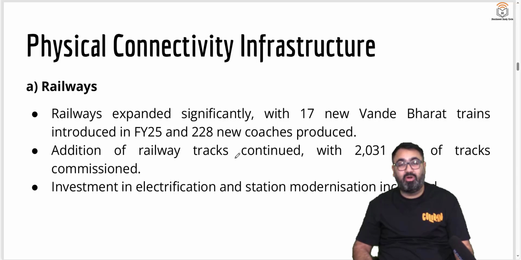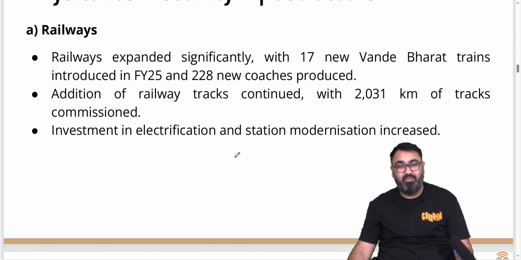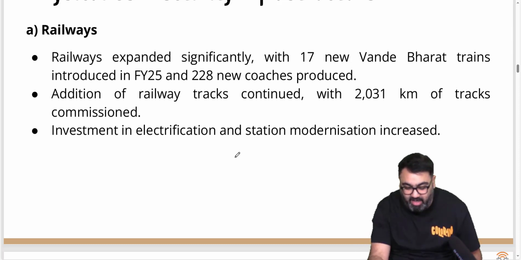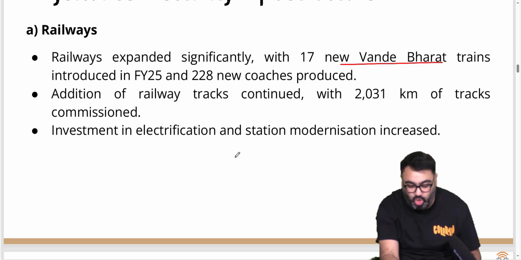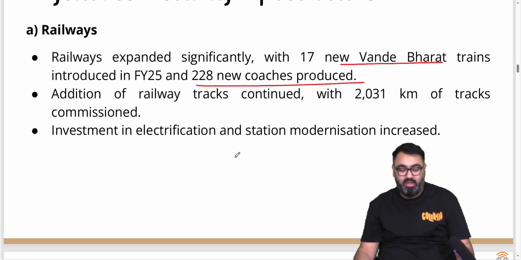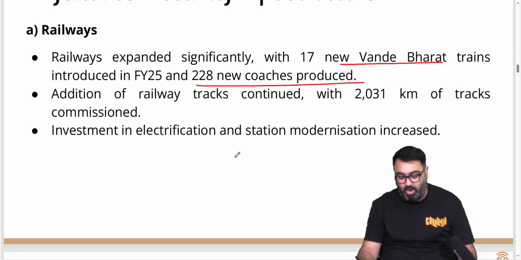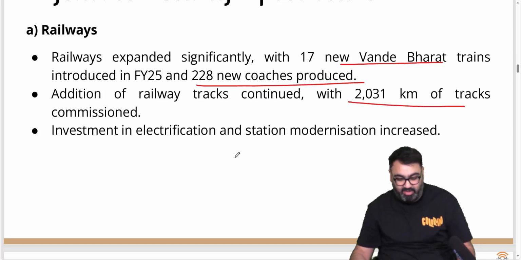Then this chapter also talks about the physical infrastructure built one by one. First, it talks about railways. So railways has expanded its blueprint, especially bringing in new technology in the form of Vande Bharat. Economic Survey says 17 new Vande Bharat trains were introduced in this financial year and 220 new coaches were produced. Railway tracks also were added. About 2031 kilometers of tracks were commissioned.